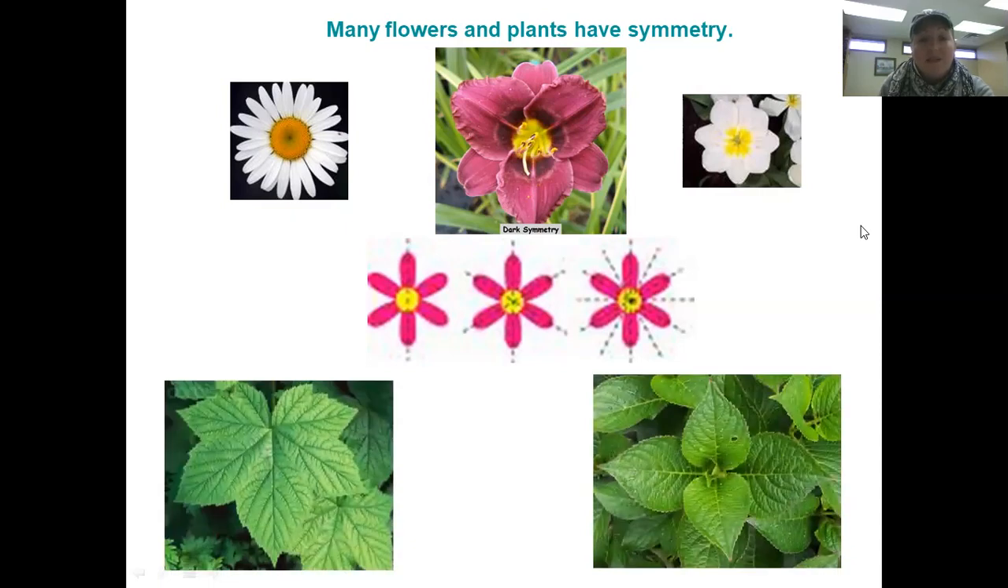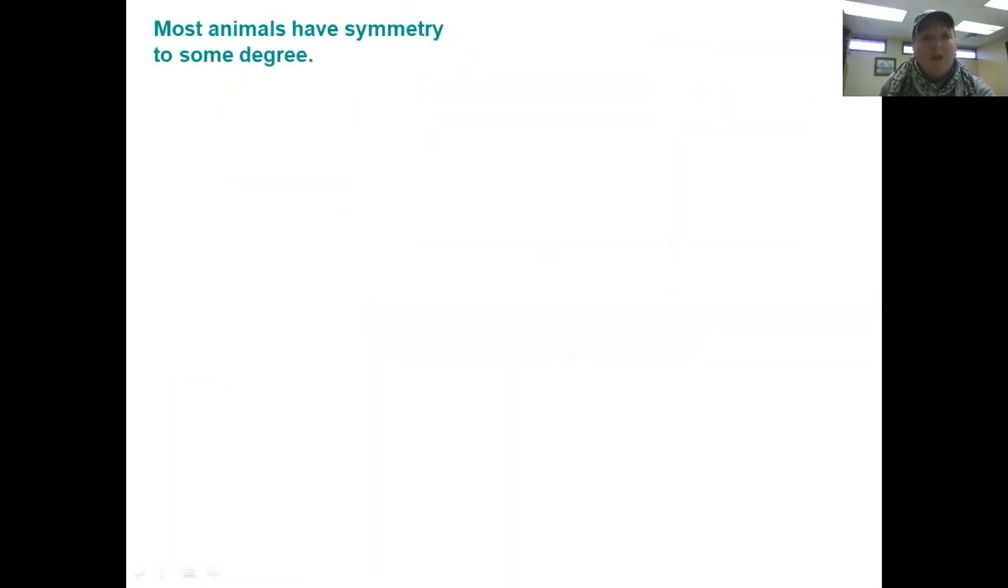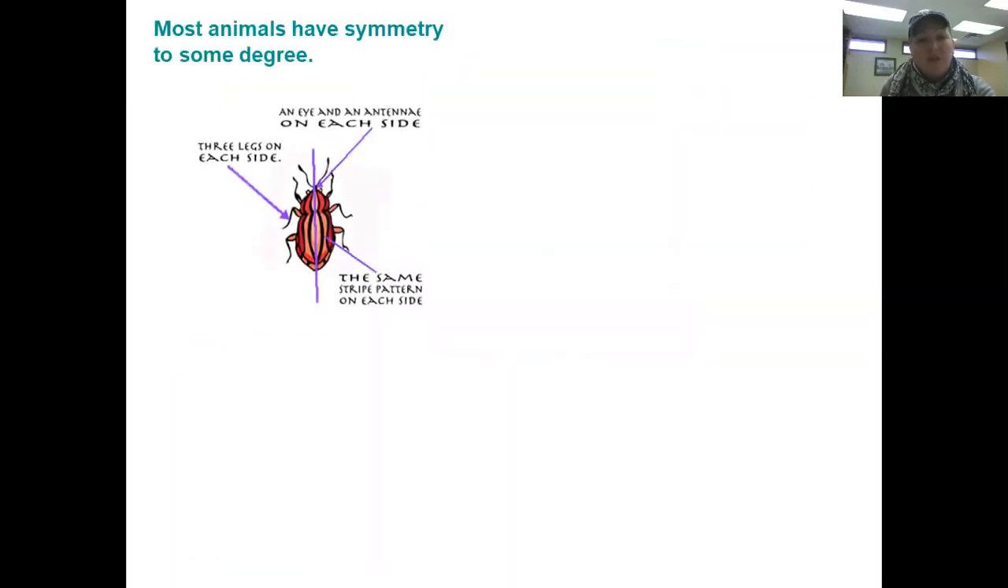Oh, and even in the leaves. So much symmetry. The same on both sides. See, this plant has this leaf, this leaf, this leaf, this leaf. It's the same. Most animals have symmetry to some degree. There's a beetle. It has an eye and an antenna, 3 legs on each side, stripes.